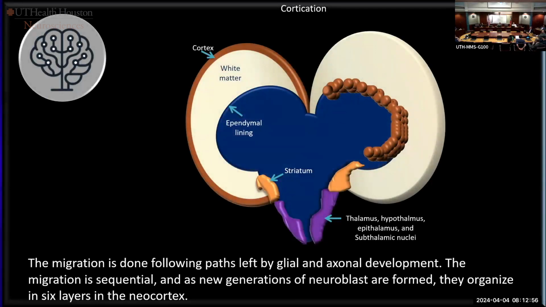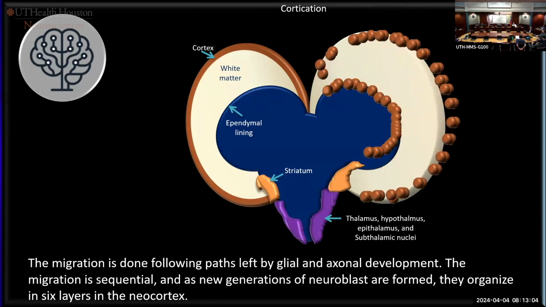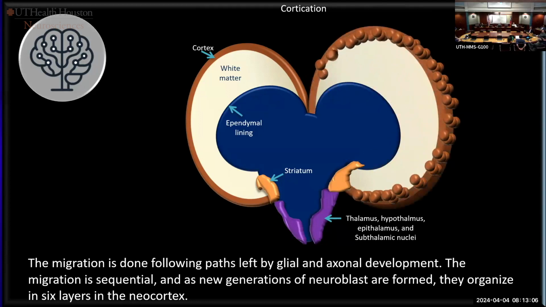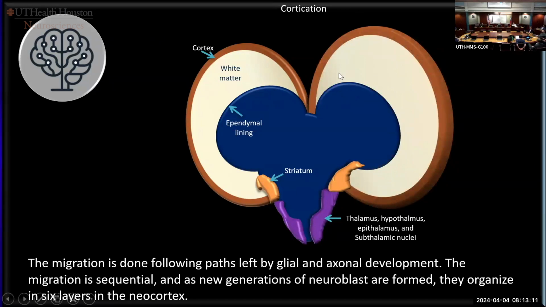We start doing migration pathways that are left by the glial and the axonal development that happen afterwards, and they start going into the periphery and creating, in waves, the cortical organization. And what happens when this happens, this is very basic, is that you lose all of the gray matter that was around the ventricular system. You only have gray matter in the inferior aspect of the lateral ventricles, while you keep all the gray matter around the third ventricle. They're still connected, and we're going to see how that connection then evolves.